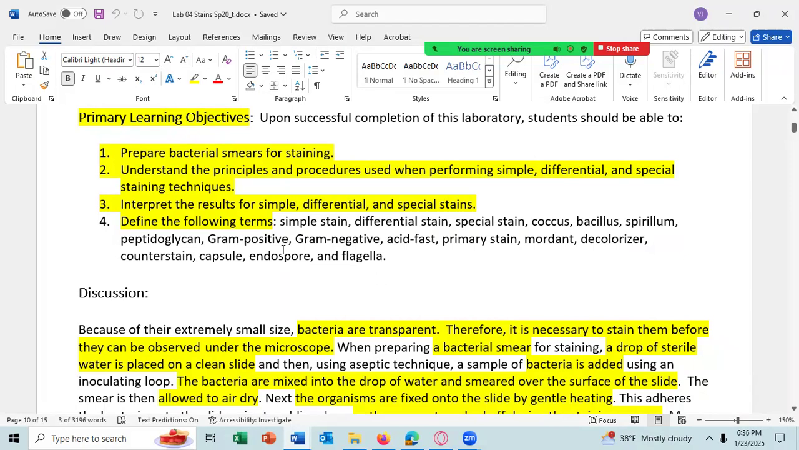What is a primary stain? What is a mordant? What is a decolorizer? What is a counter stain? What is a capsule? What is an endospore? And what is flagella? Or is that several flagella? Let me think about that. What are flagella? Any question about any of that?